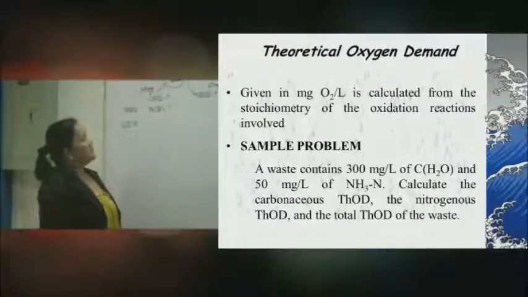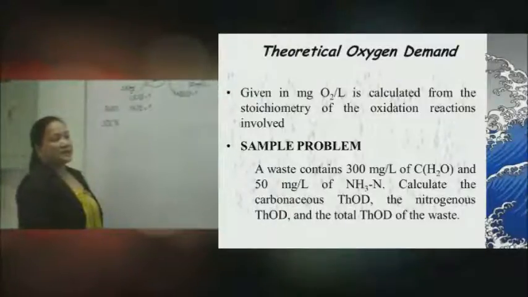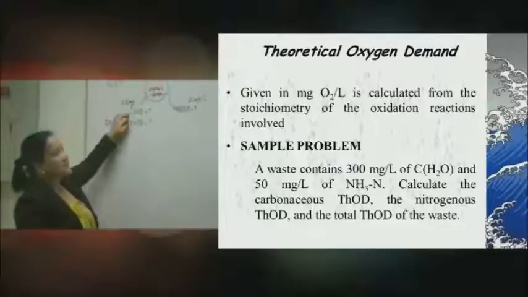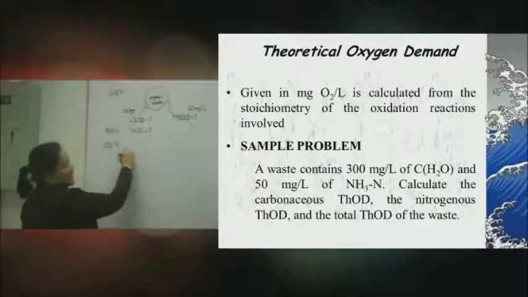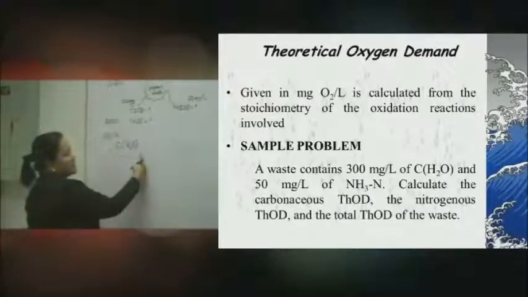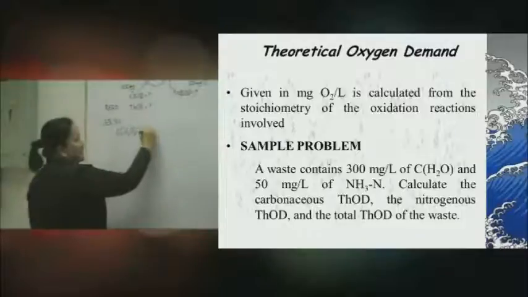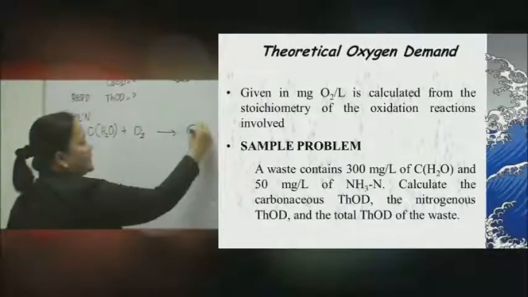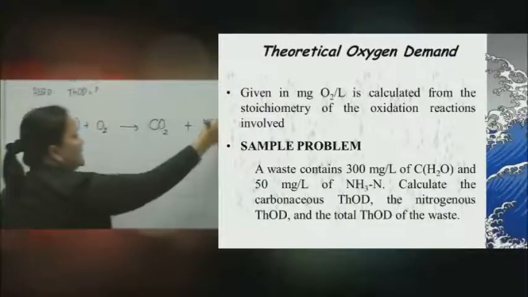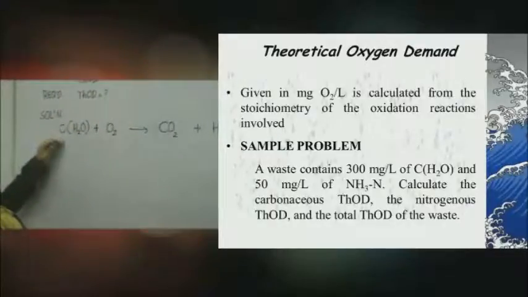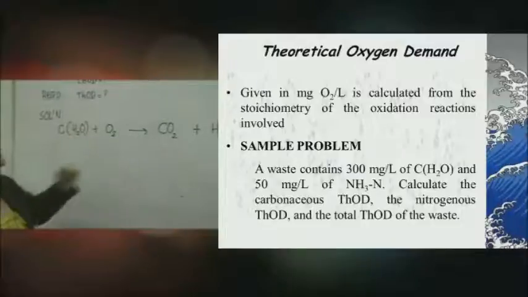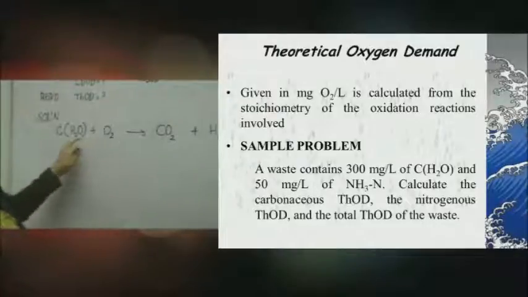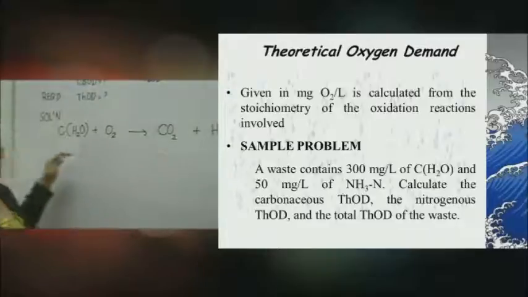How do we solve this problem? We can solve it by simply using basic stoichiometry. Given 300 ppm of the carbonaceous component, you have CH2O as the organic waste. We all know that if this oxidizes, we use oxygen, and assuming complete oxidation, you have the products CO2 plus H2O. The next step is to balance the given equation. So you have C, then 2H, and then 2, 3, 2, 3. So we already have a balanced equation.